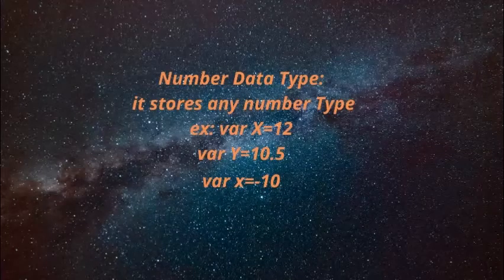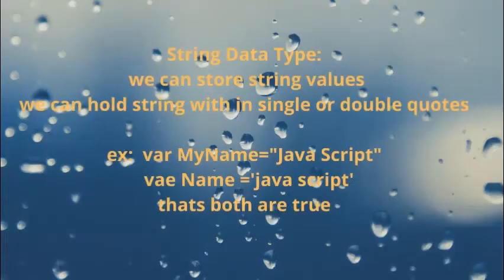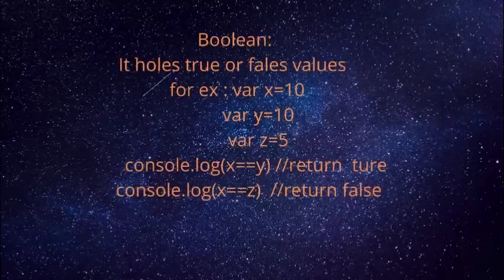Number data type stores any type of number, like negative numbers, positive numbers, or float numbers. String data type, we can store string values. We can hold a string within single quotes or double quotes, as you can see in the example. Boolean data type holds true or false.